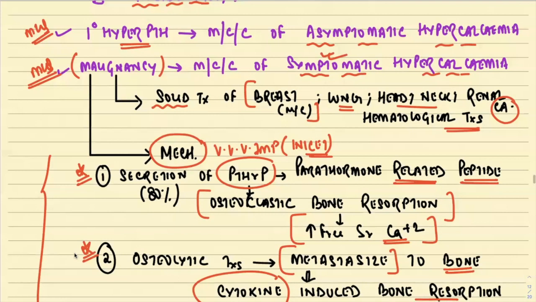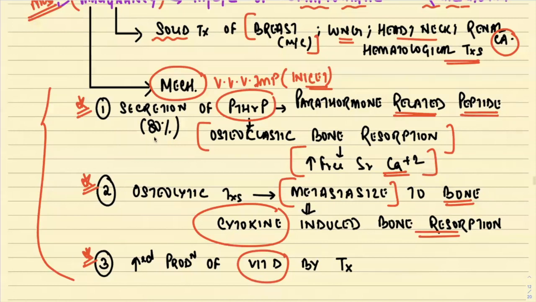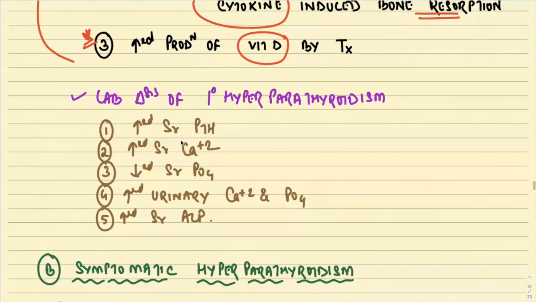And remember, malignancy is the most common cause of symptomatic hypercalcemia, and for the most common malignancy, the first answer should be solid tumors. If they ask you specifically, then most commonly it will be breast carcinoma causing malignancy-associated symptomatic hypercalcemia. And among the three mechanisms, if they ask you which is the most common mechanism, it is the secretion of parathormone-related peptide.